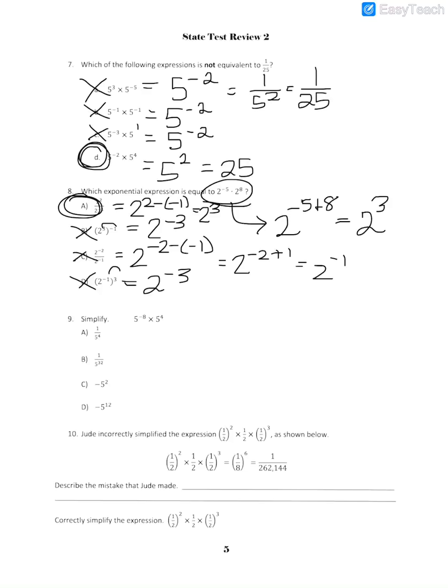Okay, number 9. Adding our exponents. That's negative 4. Since it's a negative, it goes on the bottom. That is A. Okay, and on the last one, Jude incorrectly simplified the expression 1/2 squared times 1/2 times 1/2 to the 3rd as shown below. And it looks like he got 1/8 to the 6th.